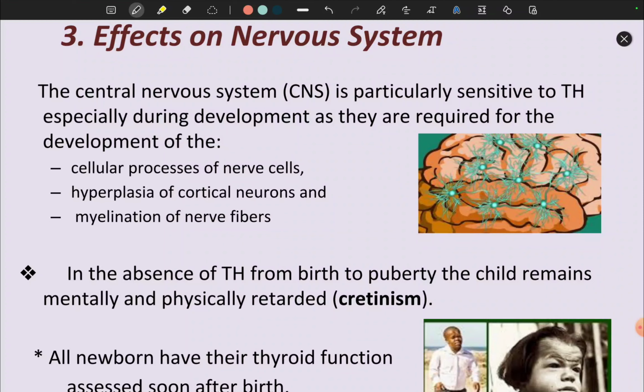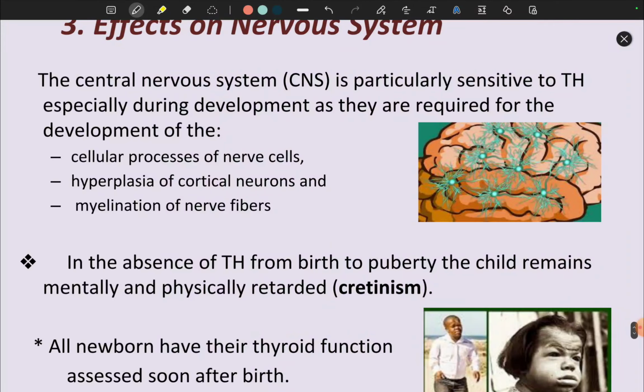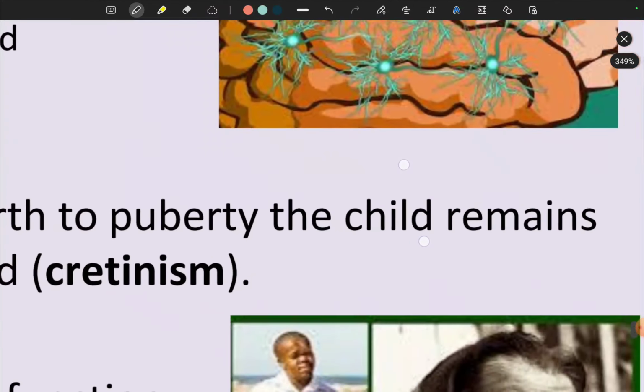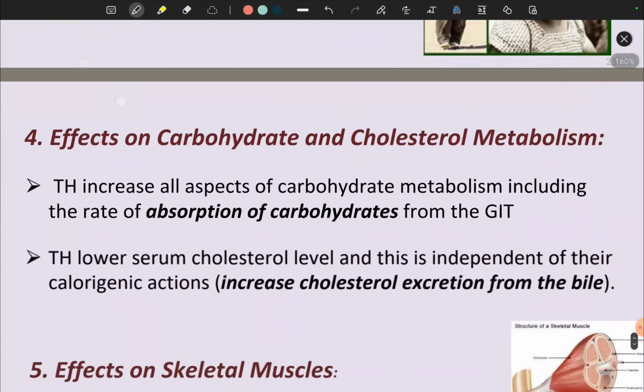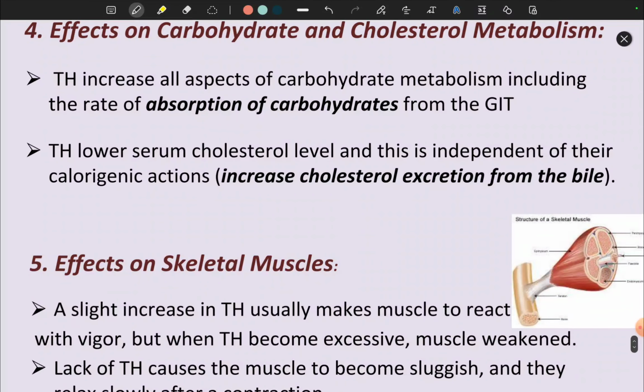With increased thyroid hormone, there is rapid synapse and myelination, and the action potential travels faster. This is cretinism, as we said: mental retardation with dwarfism is called cretinism. It occurs with thyroid hormone deficiency from childhood.